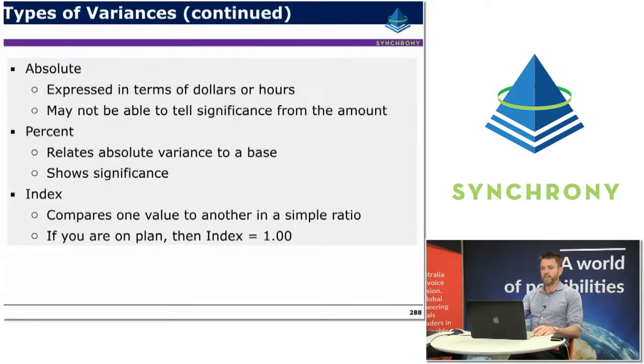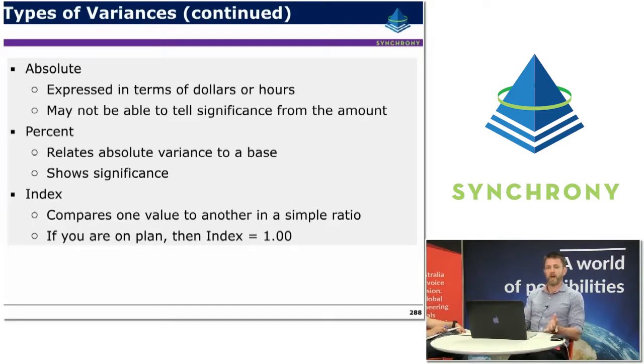So the absolute variances can be expressed in terms of dollars or hours or even quantities, depending on what units you're using or what stakeholders you're preparing reports for. But they may not be able to tell the significance from the amount. Depending on the size of the work package, different absolute values could be significant or not. That's why sometimes it's helpful to express it as a percentage as well. It basically expresses the absolute variance compared to the overall value for a particular work package or project, and it helps show the significance relative to the overall value.